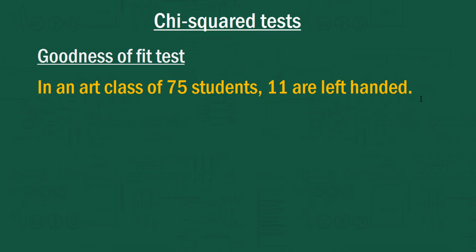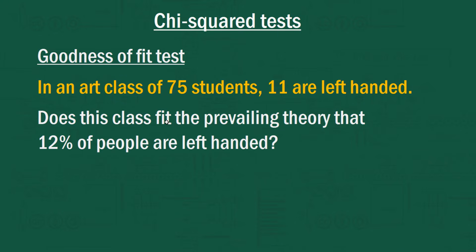So here is my first example of a goodness of fit test. It's a very simple one. I'm saying that in an art class of 75 students, 11 students are left-handed. And my question is, does this class fit the prevailing theory that 12% of people are left-handed? Now, if you've come to this video having done a few examples, you might want to pause the video and just give this a go yourself and then see if we get the same answer. But if this is new to you, let's just keep kicking on. The first thing we might need to do is calculate the expected number of students out of the 75 that would be left-handed. Now, if we presume this 12% is correct, 12% of 75 happens to be 9 exactly.